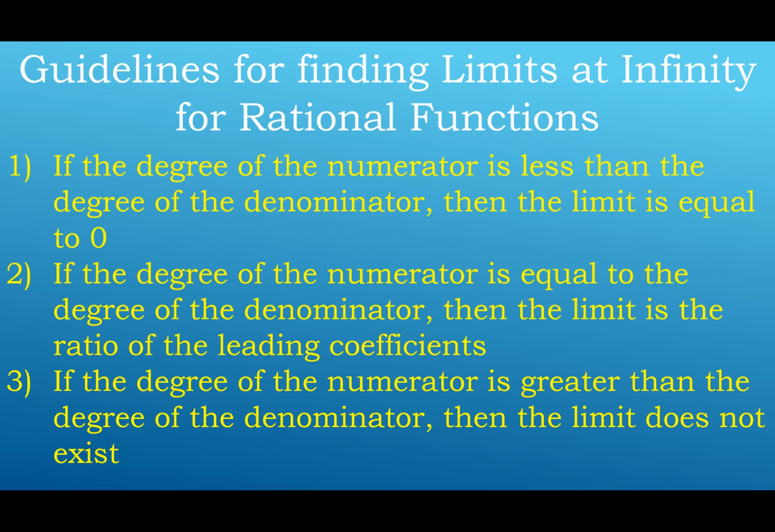Alright, in general, guidelines for finding limits at infinity for rational functions. If the degree of the numerator is less than the degree of the denominator, the limit is equal to 0. If the degrees of top and bottom are equal to each other, the limit is the ratio of the leading coefficients. And if the degree of the numerator is greater, the limit does not exist, positive or negative infinity. These are the exact same rules you found for dealing with horizontal asymptotes.